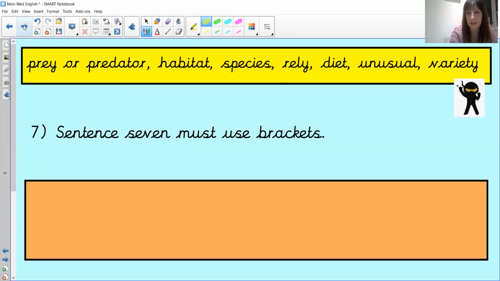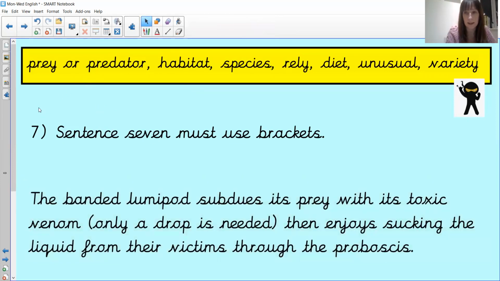Okay, number 7. So sentence 7 must use brackets. And I know how good you are at using brackets to add that extra information to your writing. So here's my sentence. The banded lumipod subdues its prey with its toxic venom (only a drop is needed), then enjoys sucking the liquid from their victims through the proboscis. Sounds disgusting, doesn't it? But very detailed, okay? And you can see my brackets here.